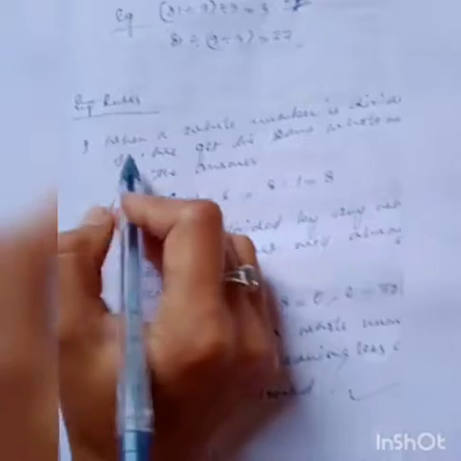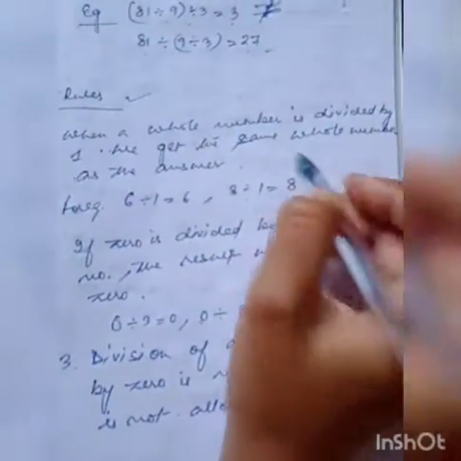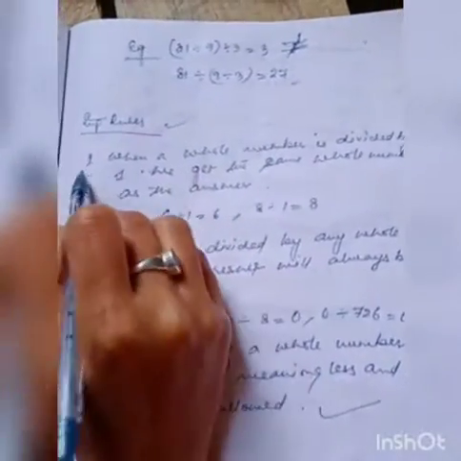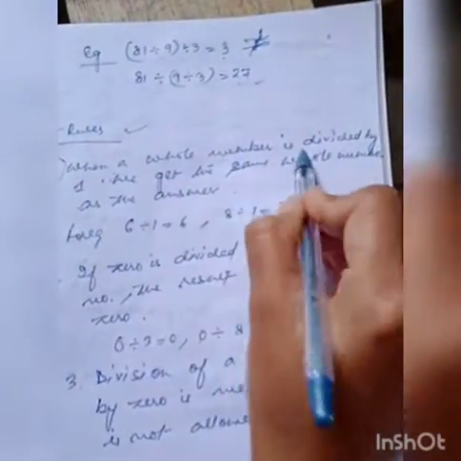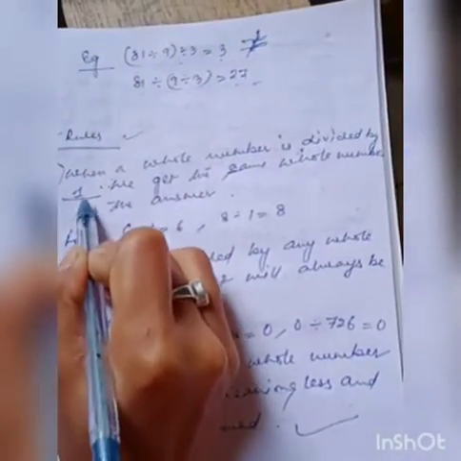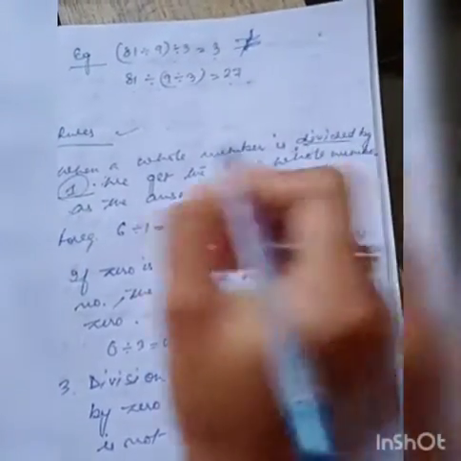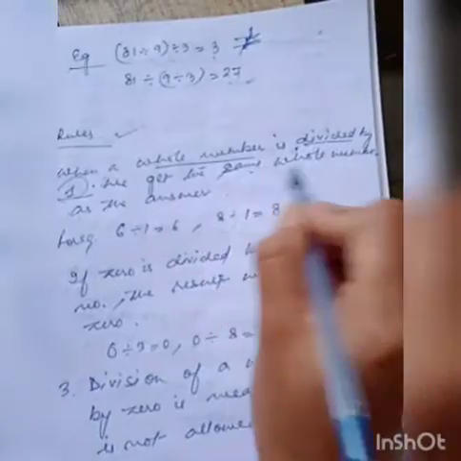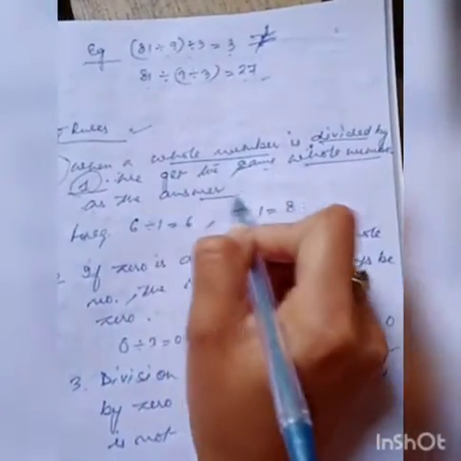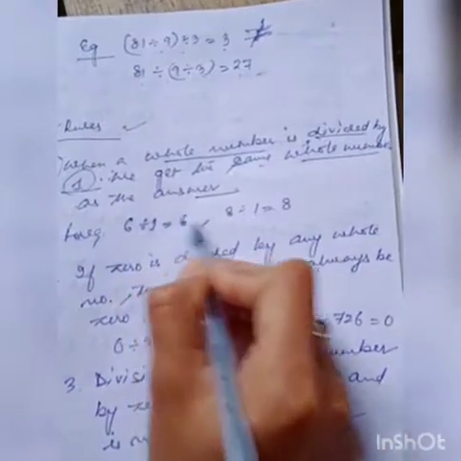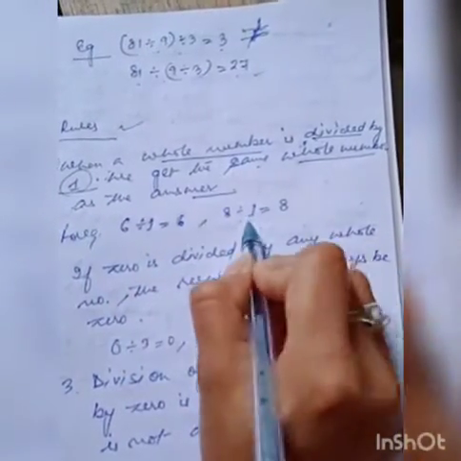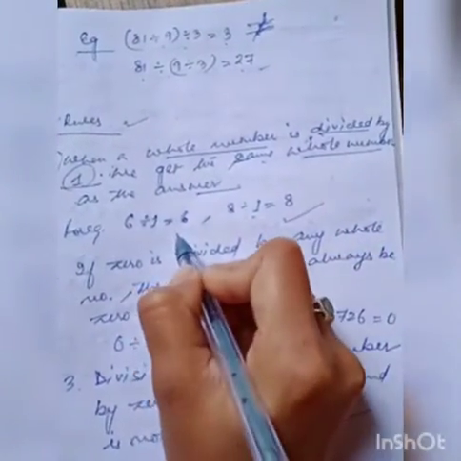So here are some rules to do the next exercise. First is the important rules. When a whole number is divided by 1, then we get the same whole number as the answer. For example, 6 divided by 1 is 6. 8 divided by 1 is the same, 8.